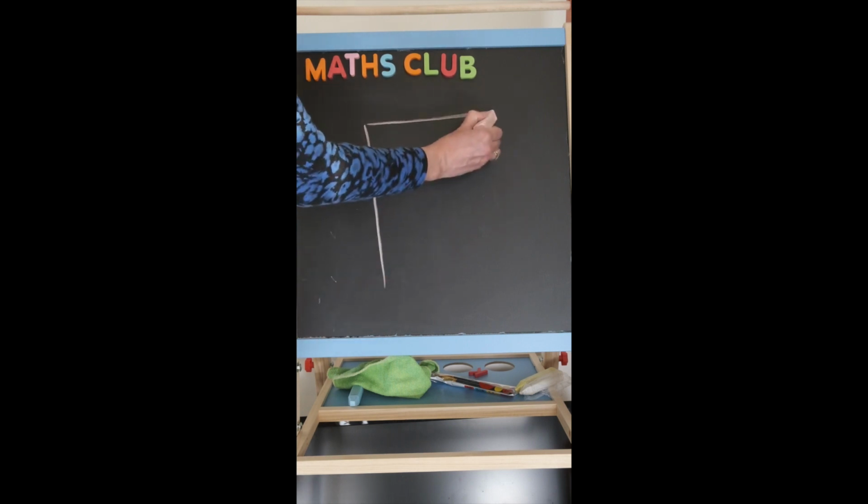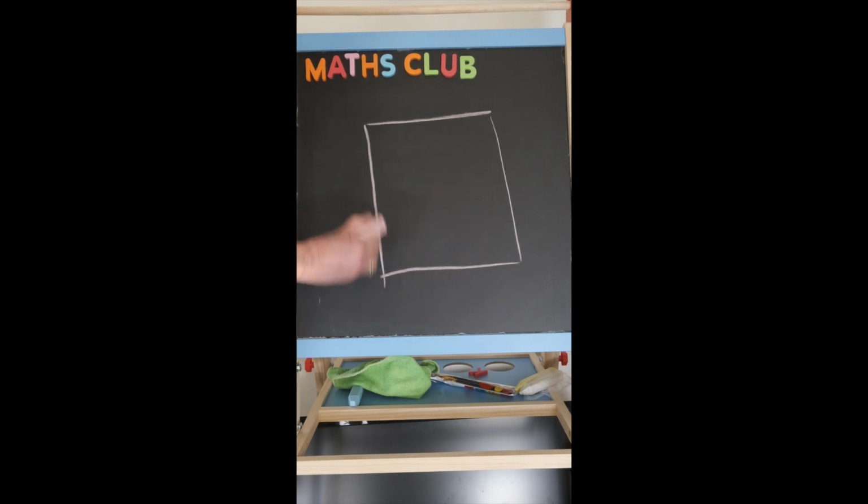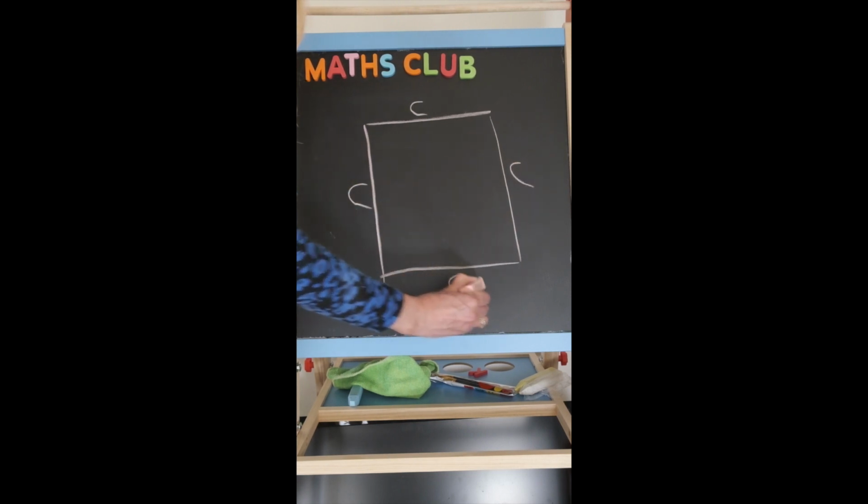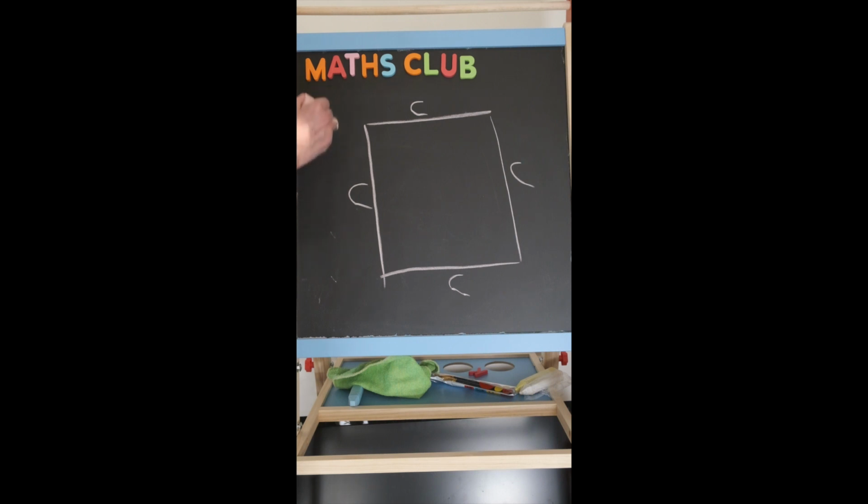So this is a square and each side is length C. Now I'm going to take the triangles we had before, which are A and B, and then I'm going to put this triangle in here like this. There we go.